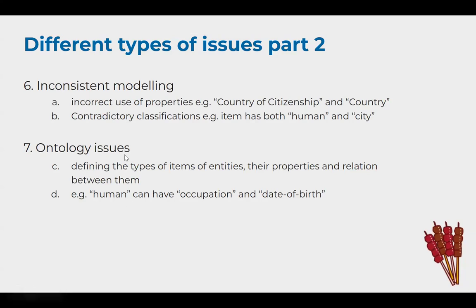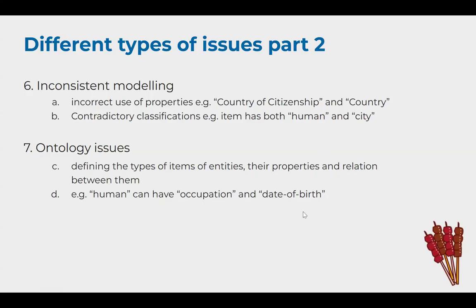Then also we have the ontology issues. So ontology basically is where we define the different types of items and their properties and what is the relationship between them. So you find a human can have occupation and a date of birth. But say, for example, if you go to a building, we can say that it can have a date of birth.